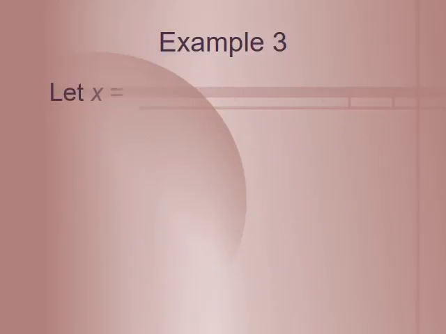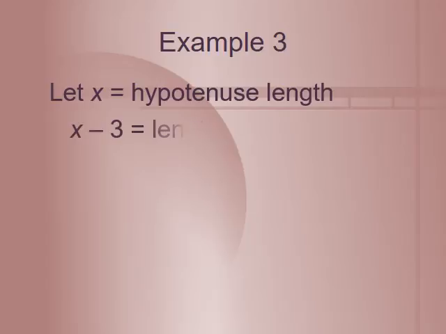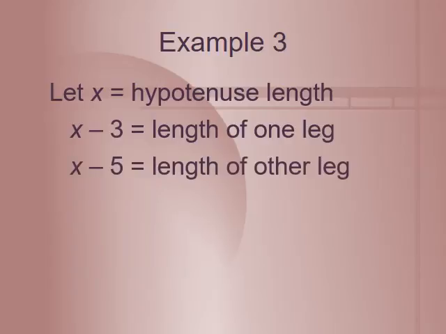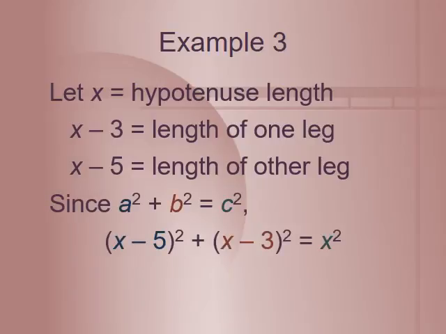Here's another example. This time we're going to be dealing with a triangle. X is going to be our hypotenuse. X minus 3 is one leg. X minus 5 is another leg. We know that if we square A and B and add them together, then it's going to equal x squared. So we have this.